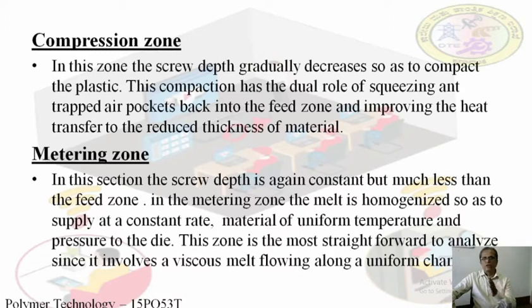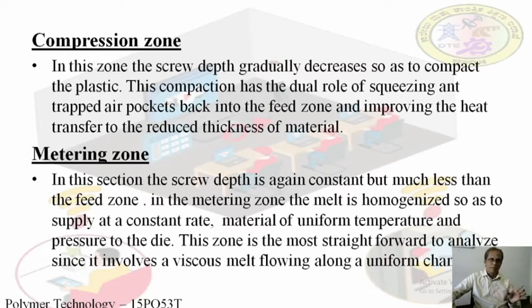The middle section is called the compression zone. First is the feed zone, which starts from the hopper end. The middle zone is called the compression zone. In this zone, the screw depth gradually decreases, so as to compact the plastic material. This compaction has the dual role of squeezing trapped air out back into the feed zone and improving the heat transfer to the reduced thickness of material. The last zone is called the metering zone.